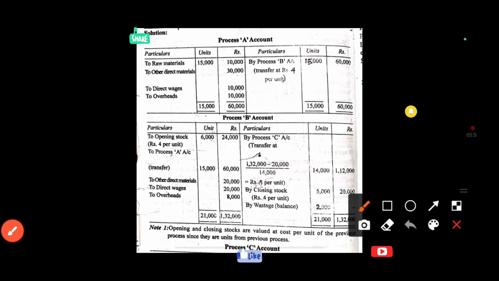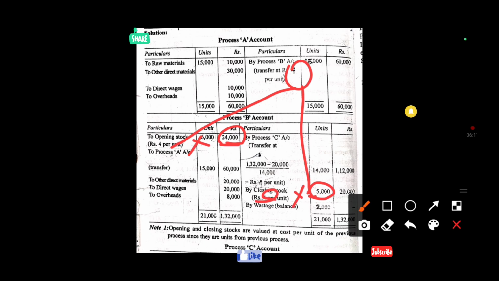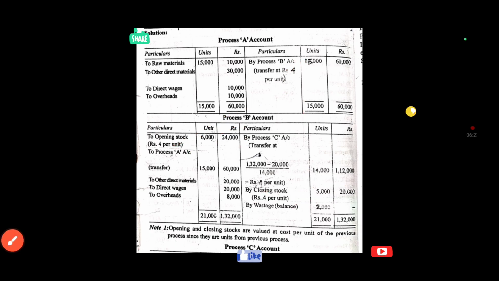The previous process cost per unit of 4 rupees is calculated with the opening stock units and the closing stock units. Already we calculated the opening stock: 6,000 units into 4 rupees, you will get a value of 24,000. Similarly, the closing stock input is 5,000 units, calculated with 4 rupees. After multiplying, you will get the closing stock value as 20,000 rupees. Okay, entered.